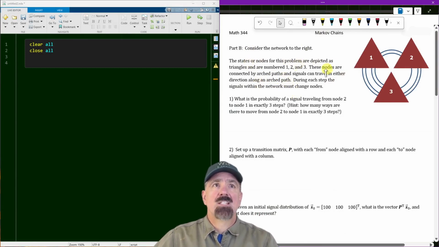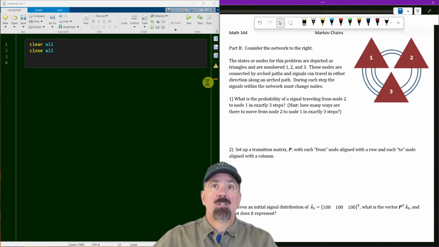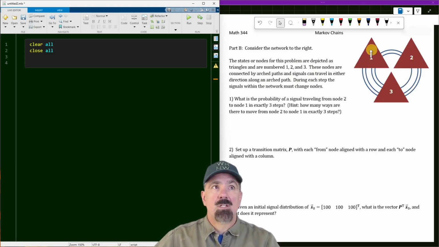So this first one has to do with this problem on the first worksheet, and what we want to do is take a look at a situation with a network where we have signals traveling from nodes 1, 2, and 3 around in these arcs. And the instructions tell us that we're going to follow the arcs with equal probability, and the signals have to move from one node to the next or one state to the next. They can't remain in the current state.